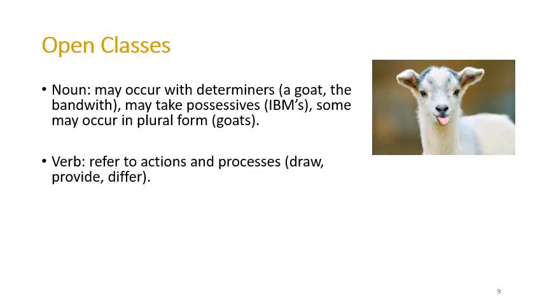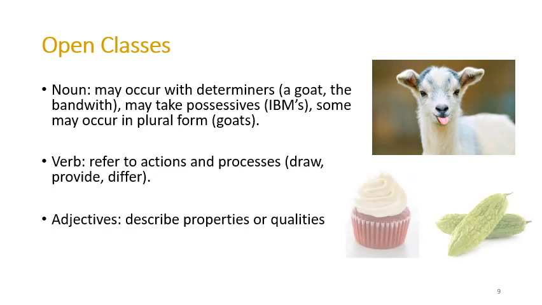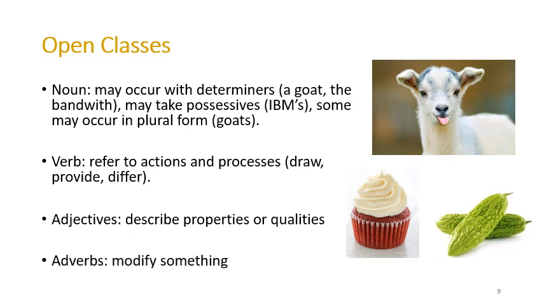Verbs are words that refer to actions and processes, for example, draw, provide, defer. Adjectives describe properties or qualities. For example, the one on the left is sweet, the one on the right is bitter. So sweet and bitter are adjectives. Finally, adverbs are words that modify something. It's quite hard to explain what adverbs are, because in this sentence, the words in italic are all adverbs: actually, home, extremely, quickly, and yesterday.